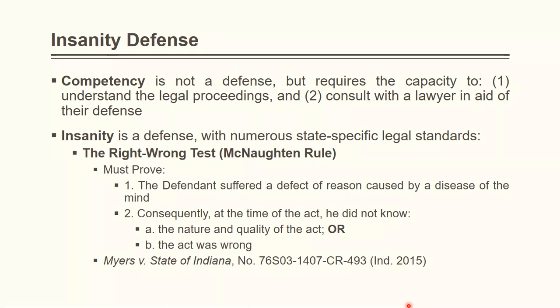In the M'Naghten rule, the right-wrong test, the defense has to show that, one, the defendant suffered a defect of reason caused by a disease of the mind, which is language from the case, and two, consequently, at the time, he, and this applies to anyone who uses the term he, did not know either A, the nature or the quality of the act, or B, that the act was wrong. If you read Myers versus State of Indiana, this gives you a pretty good indication. This is a very interesting test, and it's a very hard one to meet.